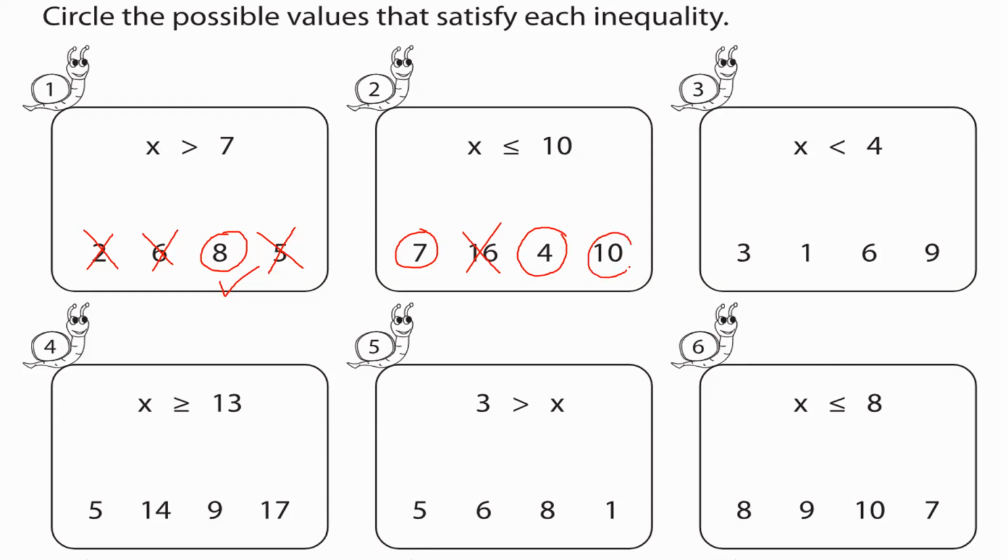So 10 does work, all right? 7 works, right? 4 works and 10 does work as well. So we include the 10, all right? And we include 7 because 7 is less than 10, and we include the 4 because 4 is less than or equal to 10. Okay.